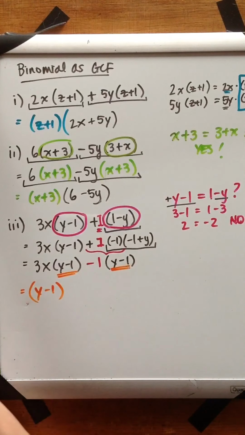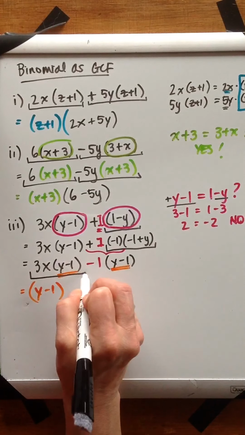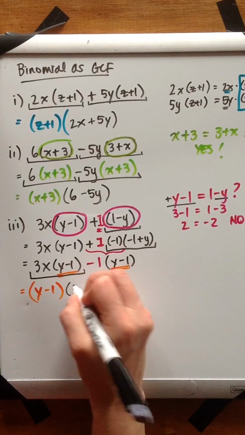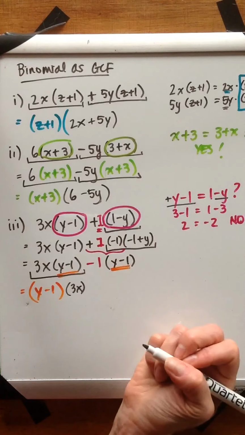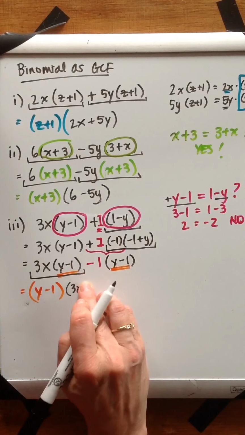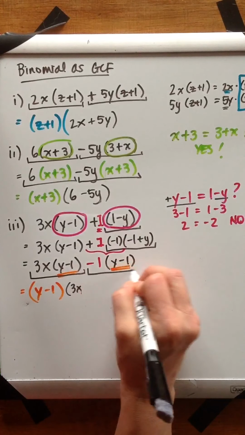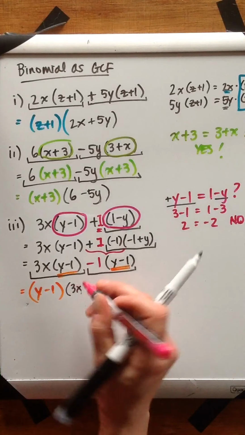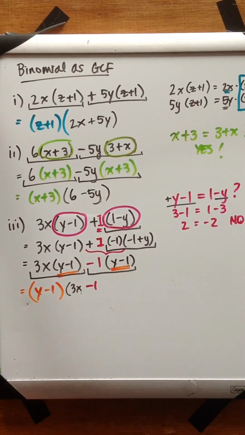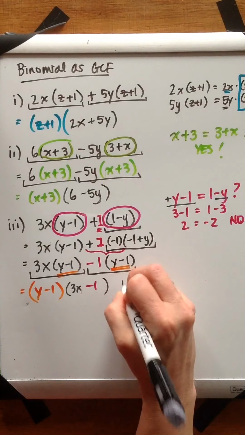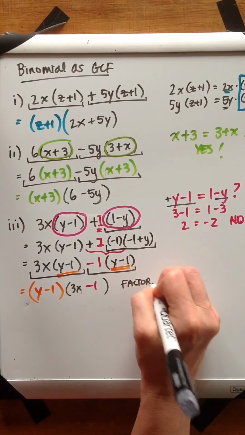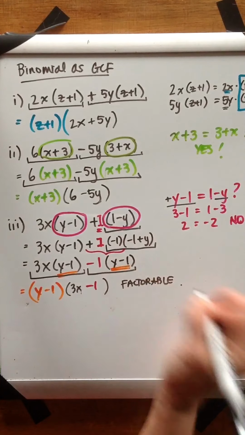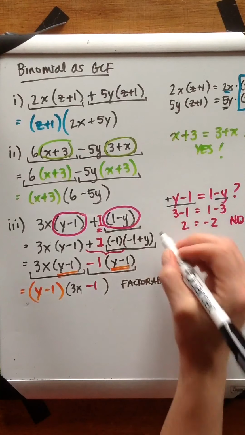There it is. In order to get this piece up above, I would have to multiply y minus 1 by 3x in order to get it. Whoops. And to get this piece over here, I have to multiply y minus 1 times -1. And then this is in fact factorable. So this is a funky little trick.